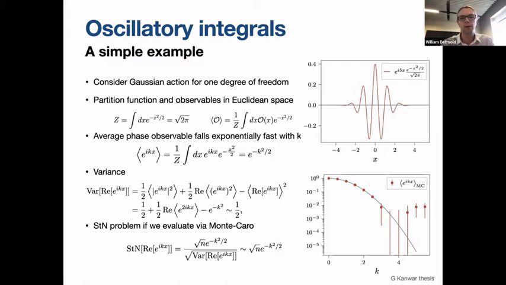So if I then look at the signal to noise ratio for this quantity, I've got my expectation goes like e to the minus k squared, and my variance goes like 1, right? And so the whole signal to noise ratio goes like square root n, so the number of samples, e to the minus k squared over 2. And so what we should see if we try and do a Monte Carlo sample of this is that we will need an exponentially large number of samples n as we increase k in order to have a well-defined estimate.